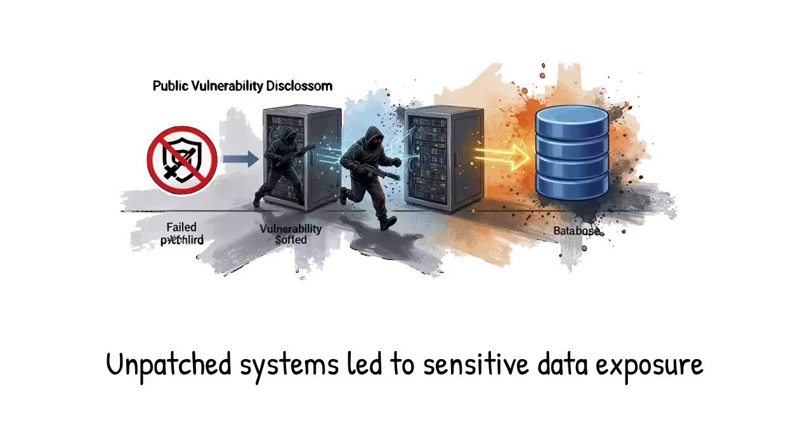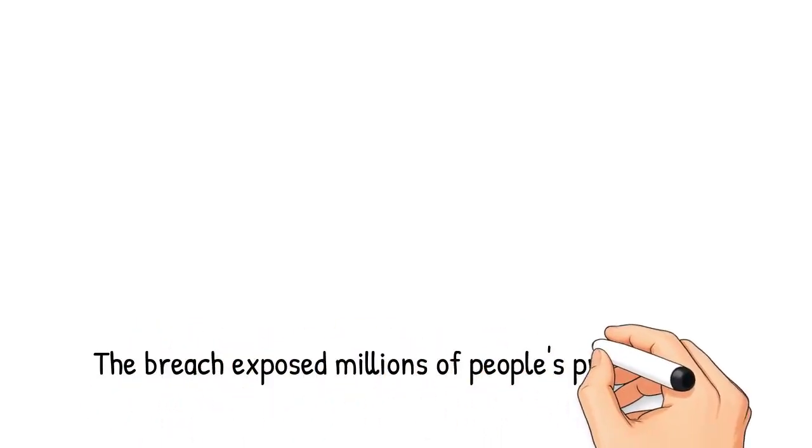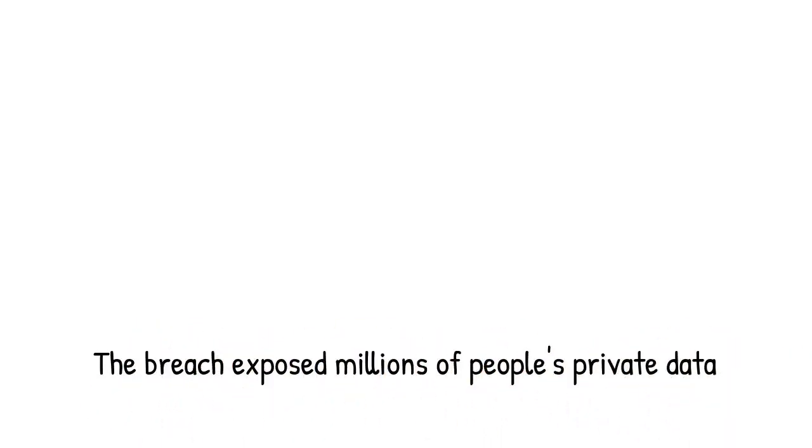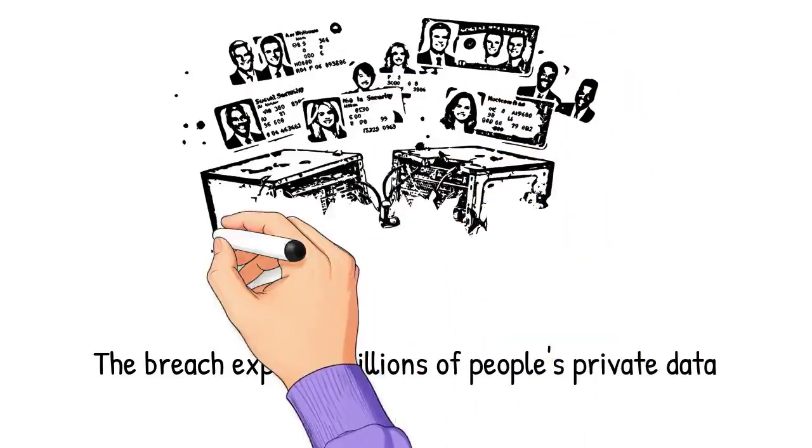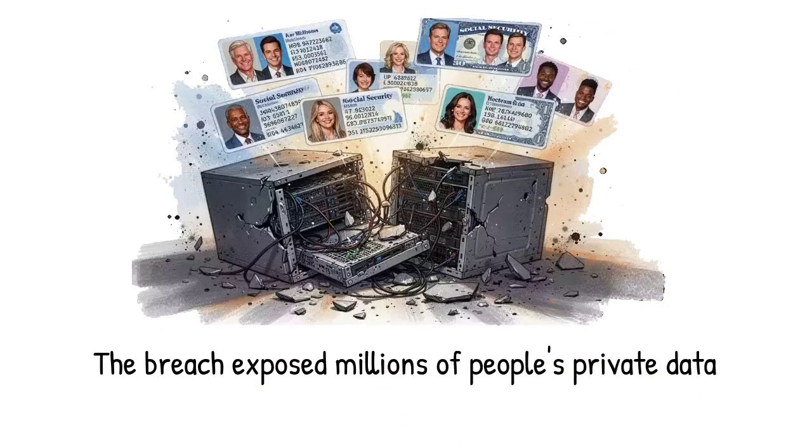Attackers used this vulnerability to gain access to Equifax's servers. Once inside, they moved laterally across the network, accessing databases containing sensitive information. The breach exposed the personal data of over 147 million people, including social security numbers, birth dates, and addresses.